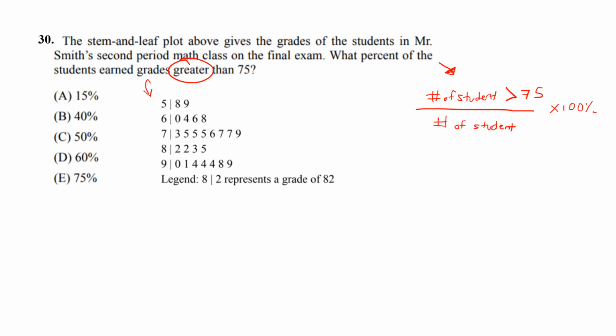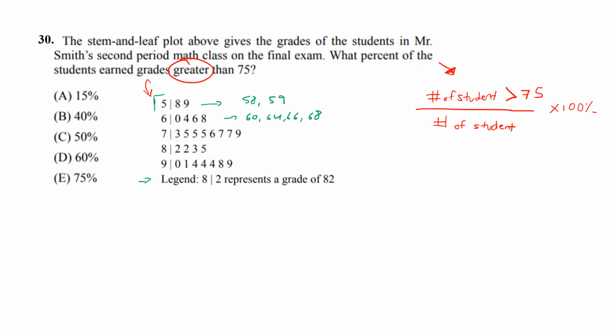Now, this is how we're going to read the stem and leaf plot. This is a very popular way of showing data, okay? We look at the legend first, and it says 8 bar 2 represents a grade of 82. So in this one at least, we know there's a 58, there's a 59, in this one there's a 60, 64, 66, 68, and so on. I'm not going to do all of them, they'll take quite some time.